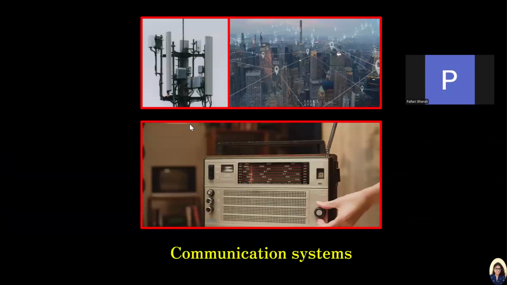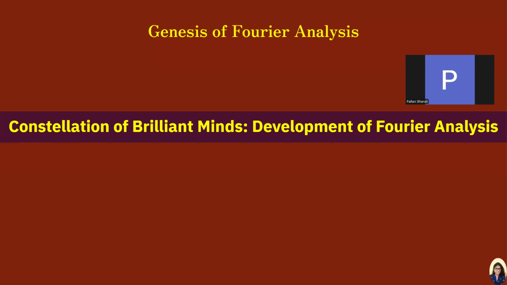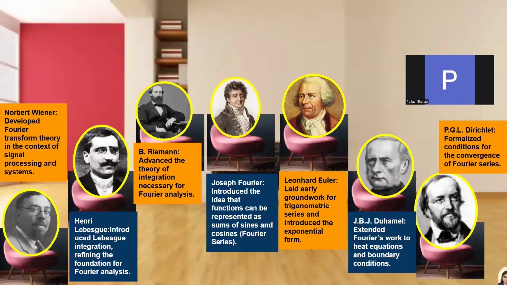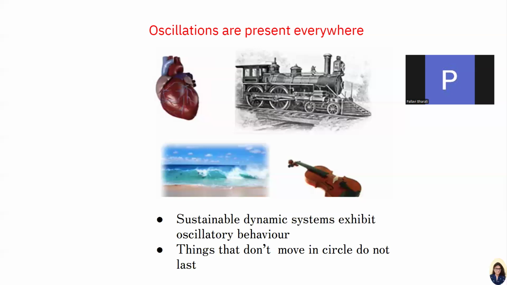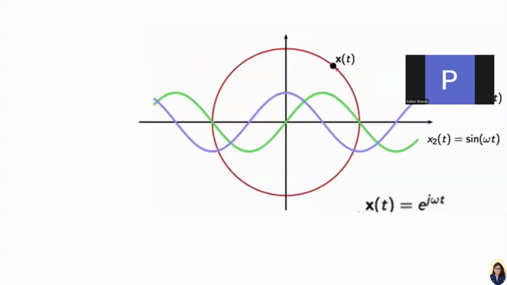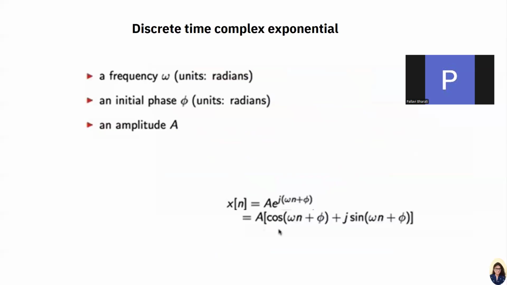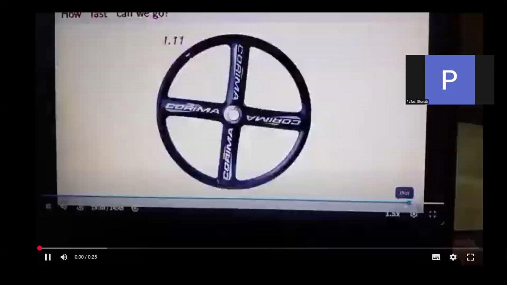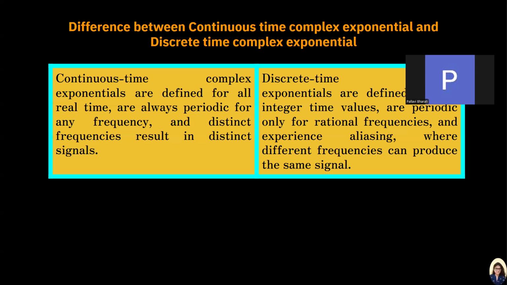What we have already done were the applications of Fourier series and transform, or you can say the application of Fourier analysis. We discussed the scientists behind this great discovery. We also studied the basics of complex exponentials, discrete time complex exponentials. How are they different from the continuous time complex exponential?